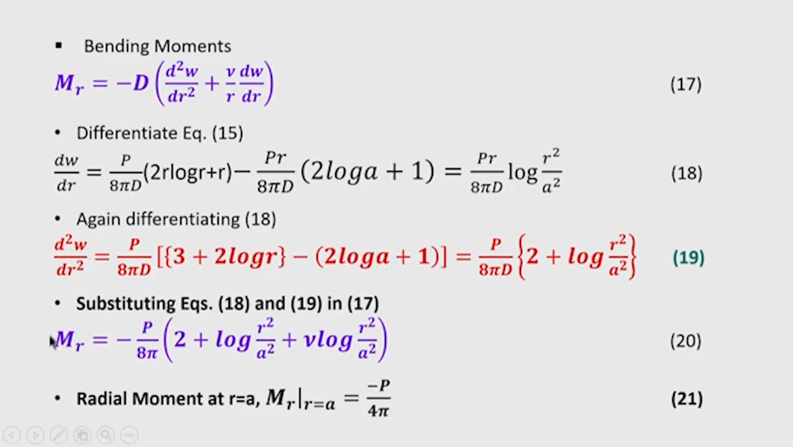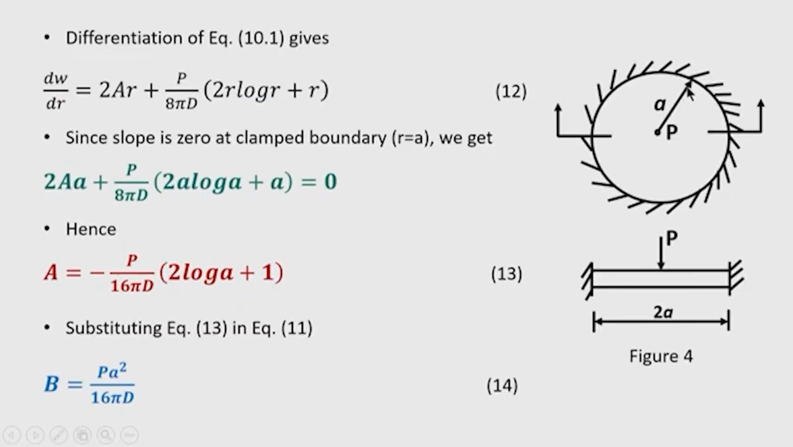So the bending moment expression is now written as minus p by 8 pi bracket 2 plus log r square by a square plus mu into log r square by a square. You can see the expression for the radial moment. The radial moment at the center does not exist, because the slope is discontinuous, the first derivative is discontinuous, and as shown the second derivative also. So, you have to find the radial moment in the vicinity of the application of the load, but at the edges the clamped bending moment, that is the fixed end bending moment, can be evaluated.